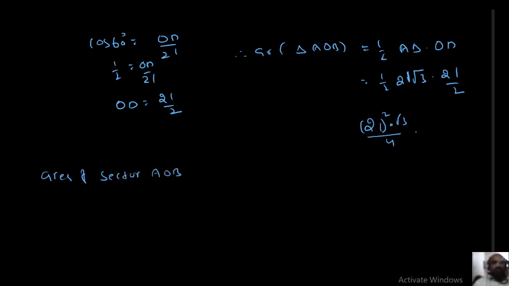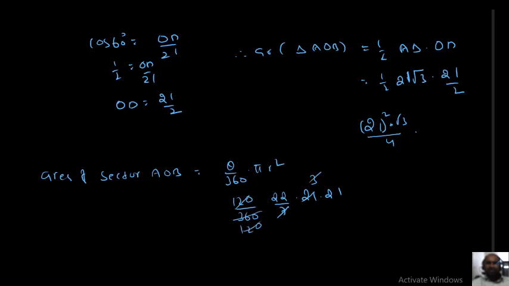Next I want to find the area of the sector. Area of sector AOB equals theta by 360 into pi r squared. 120 degrees by 360 into pi, which is 22 by 7. I will take 22 by 7, not the exact value, because pi is actually an irrational number. 21 into 21: 7 ones are 7, 3 ones are 3, 120 and 360 get cancelled. So what I got is 21 into 22. Don't simplify, at last we will simplify.